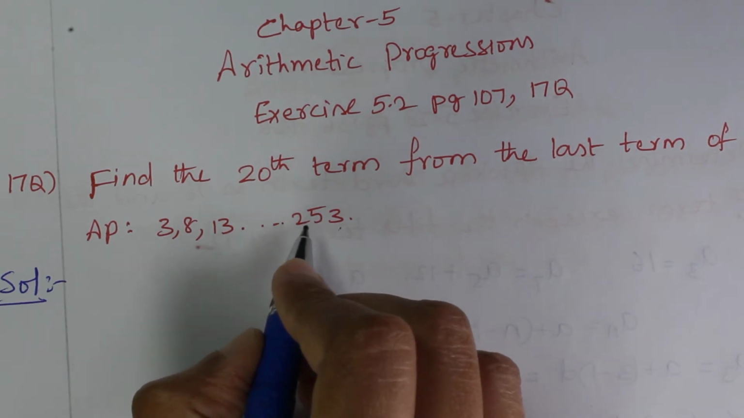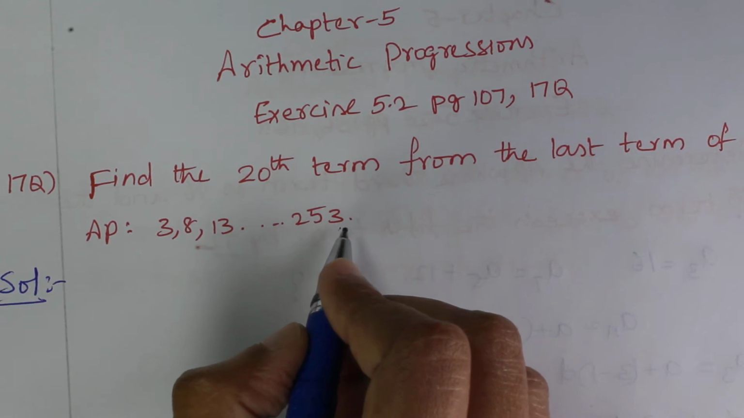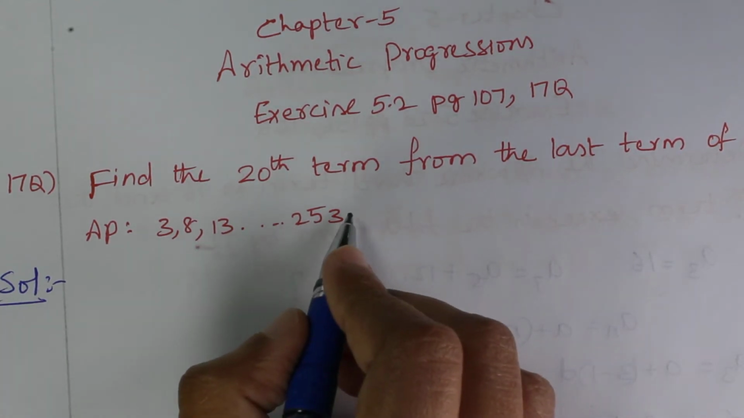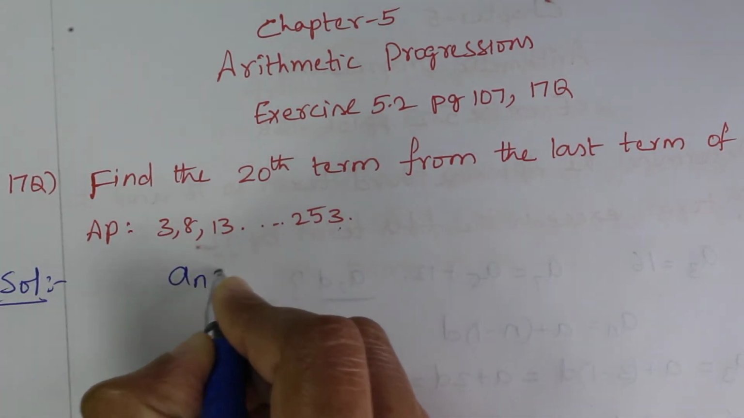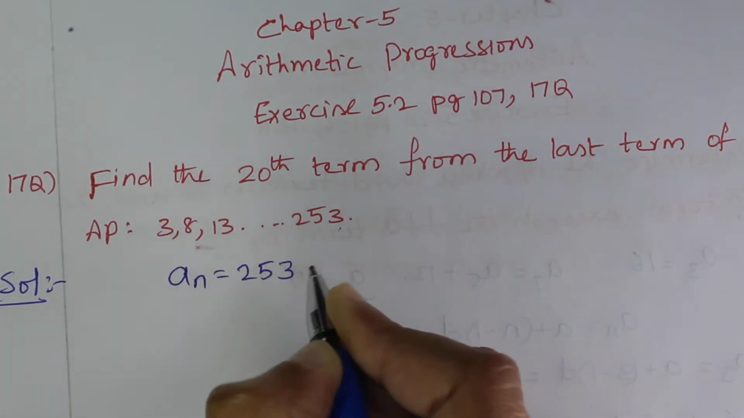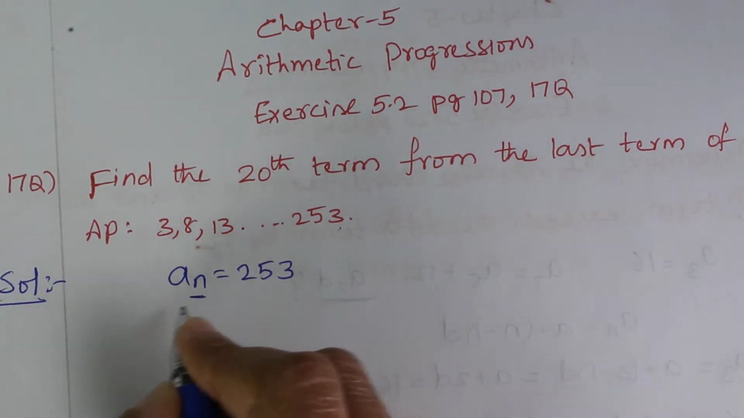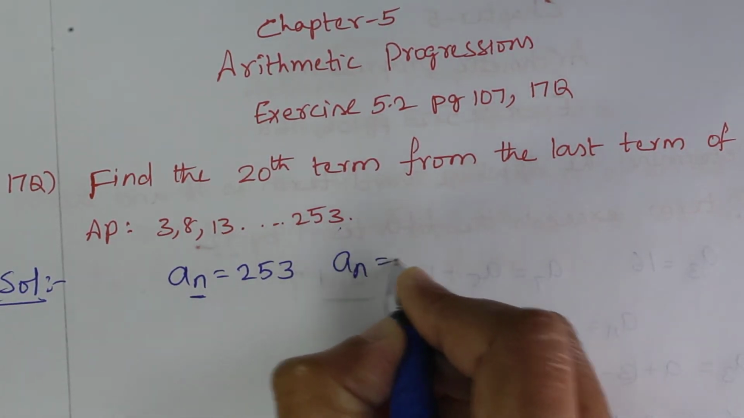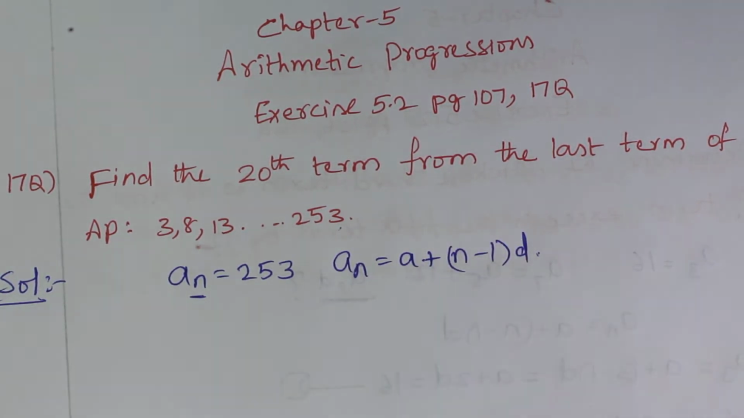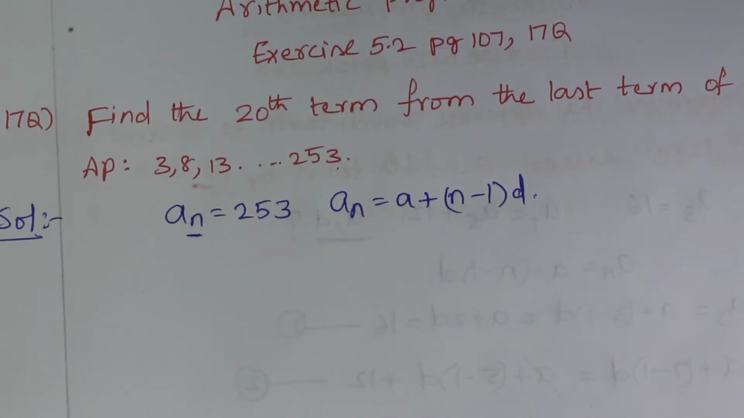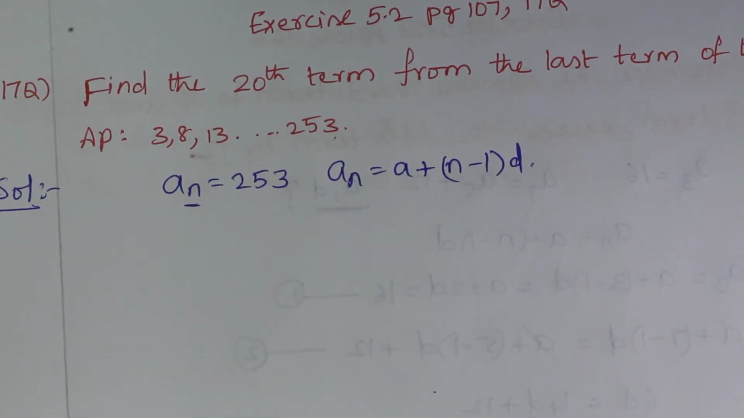In order to do that, first of all we have to find out the number of terms in the series. Because we do not know how many terms there are in the series, let us assume the last term to be an. So an becomes 253. Now we have to find out the value of n. So we know the formula of an, right? The formula of an is equal to a plus n minus 1 into d.